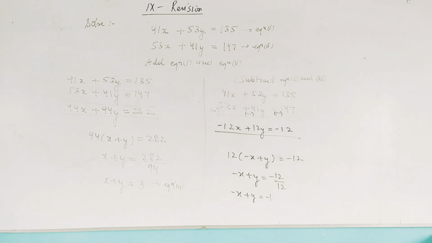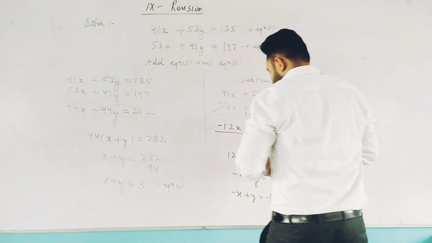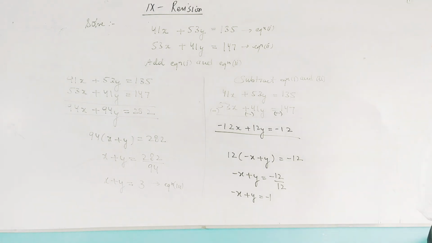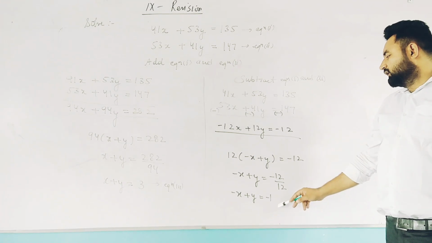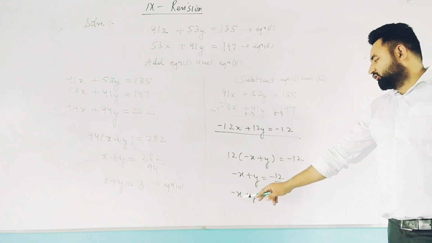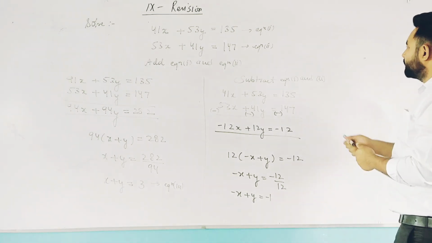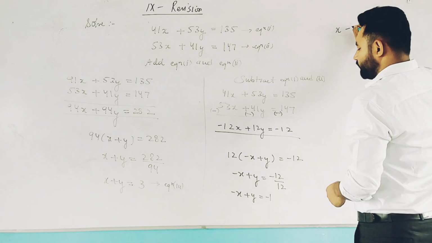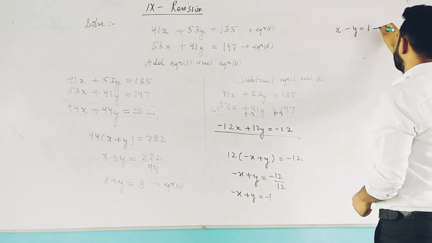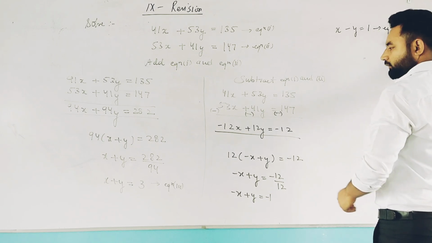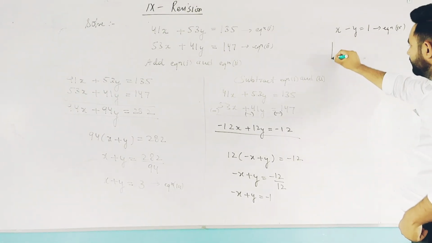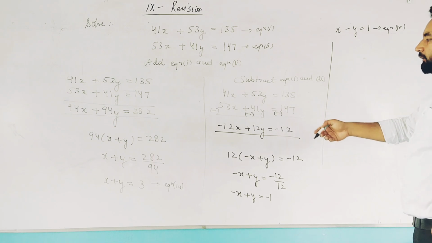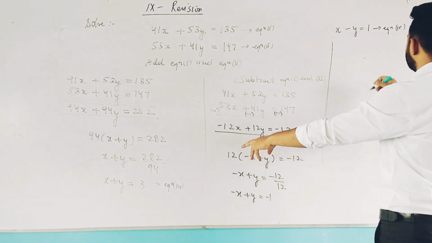As x is negative here, so I'll multiply this whole equation by a negative sign. After that, this x will become positive and the y will become negative. So I am writing here x minus y equals to 1. Also we multiplied minus 1 by negative sign, so minus minus becomes plus here. This becomes our equation number 4. Now we need to solve these two equations and we need to find the value of x and y.